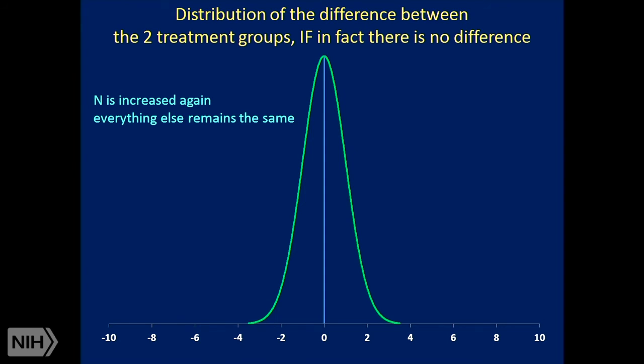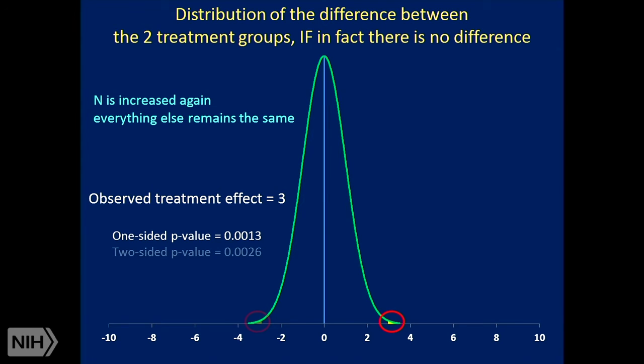And again, here I'm going to do the same thing. I'm going to increase n some more, with exactly the same treatment effect of 3. Because I've increased the sample size, the standard error of the difference goes down, and the curve gets tighter. Now when I get the p-value, I get a tiny, tiny area, which is 0.0013. And if I look at the two-sided, I get 0.0026. So now I have a statistically significant result.